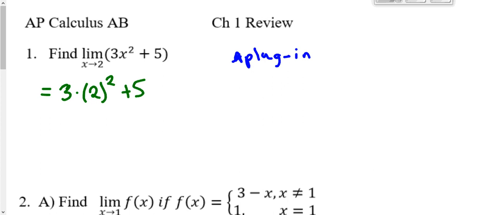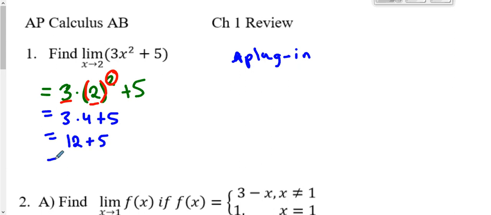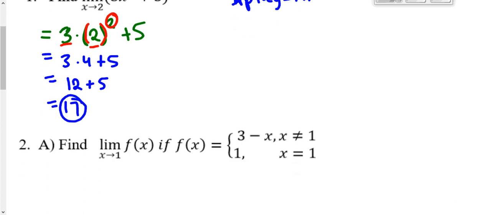Whenever you're squaring something, it's a good idea to put what you're squaring in parentheses, because a lot of times people will make a mistake if there's a negative in the front, or they might try to multiply the 3 and 2 first before you square. So be careful with your order of operations. That would give us 3 times 4 plus 5, so we have 12 plus 5, and our final answer is 17. And that's it for that problem. All we had to do was plug in and follow order of operations.